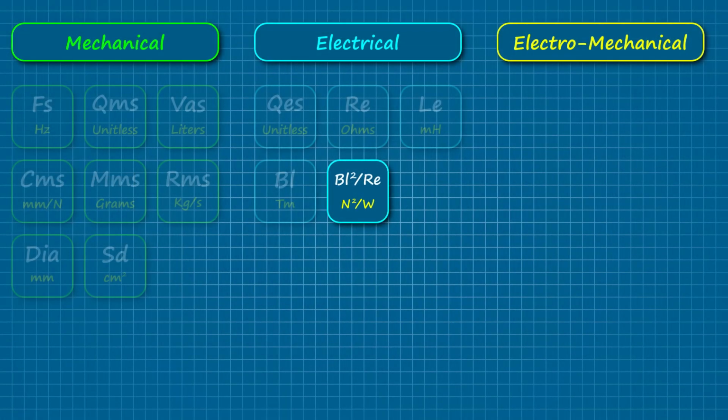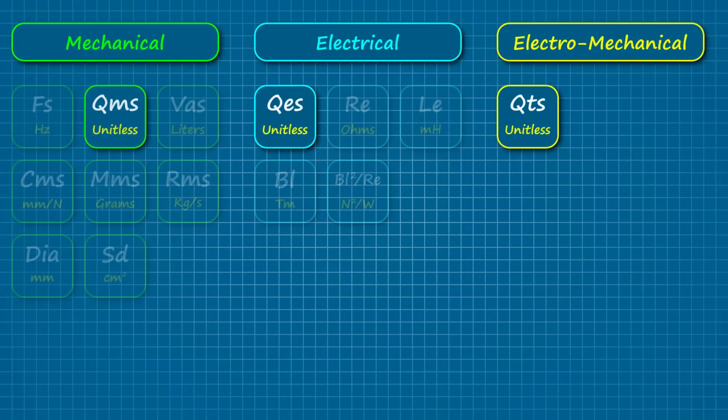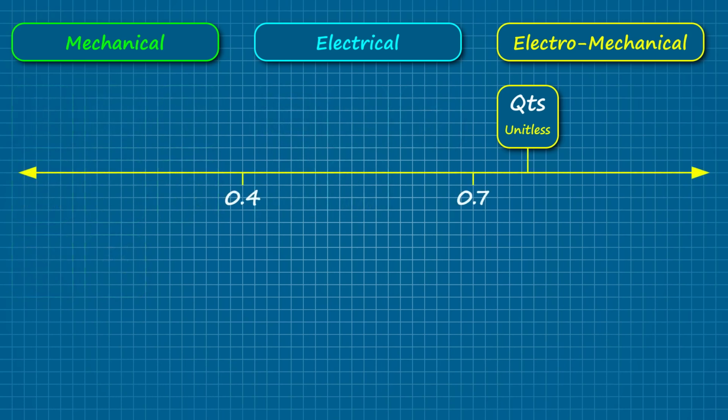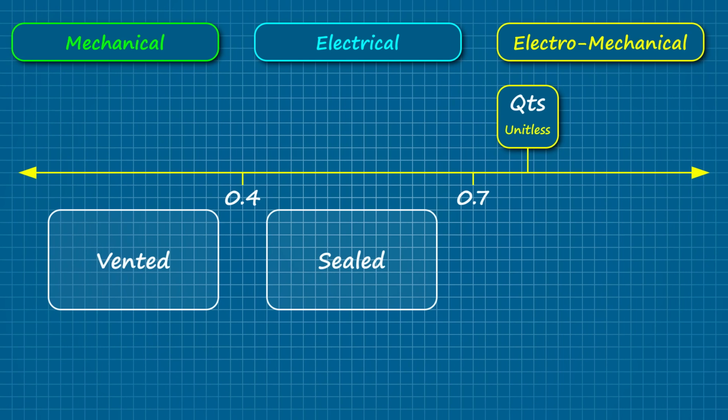Moving on to the electromechanical category, the QTS parameter combines the electrical and the mechanical damping, characterizing the driver's overall tendency to resonate at Fs. Think of it as a very general application guide. Values upwards of 0.4 indicate a tightly controlled suspension suitable for vented applications. Values between 0.4 and 0.7 indicate moderate damping suitable for sealed applications. And values in excess of 0.7 indicate minimal damping suitable for infinite baffles.